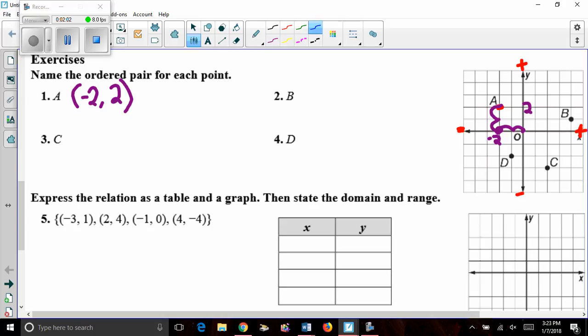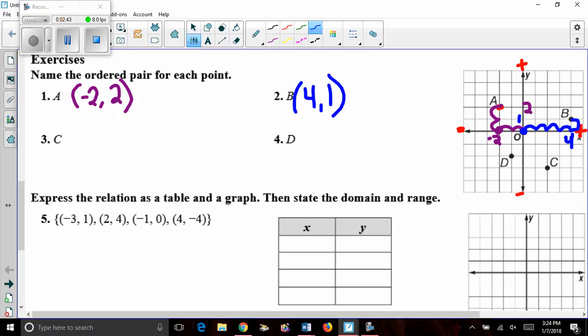Let's try that again with B. I'm going to start at the origin again and figure out, do I go left or right? Well, I need to count 1, 2, 3, 4 spaces to the right. The right is positive, so my first number is a +4. And then from that point I stopped, I need to count up. This time only 1 space. It is positive because we went up, giving me this ordered pair, 4, comma 1.